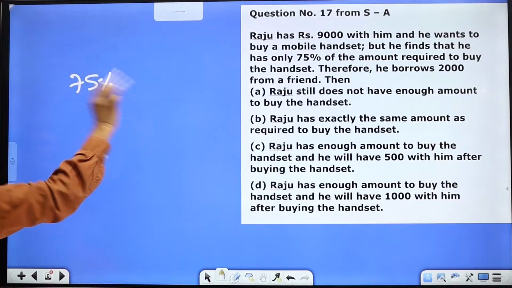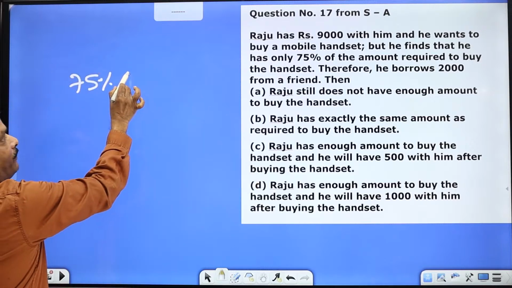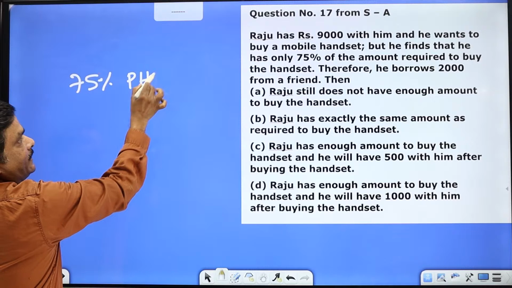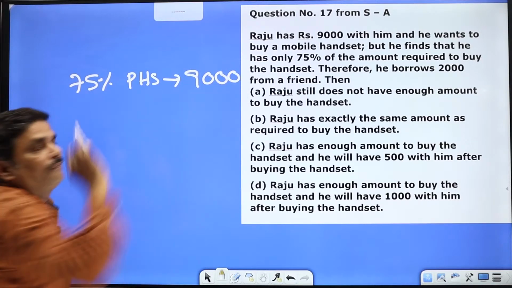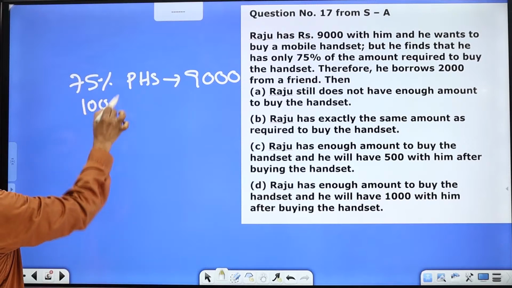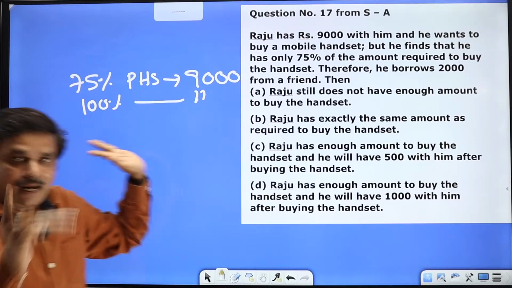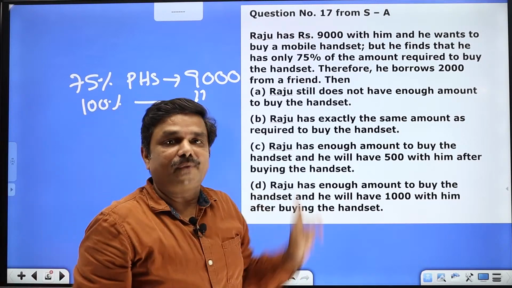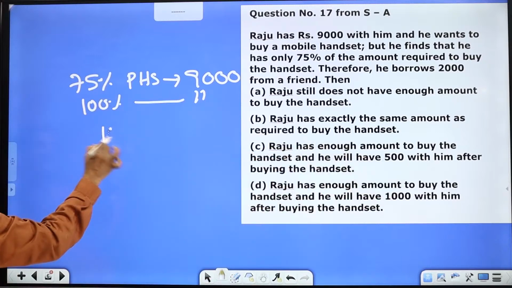75% of the money required to buy the handset, or 75% of the price of the handset I am writing, is equal to 9,000. 75% of the price is equal to 9,000. Then 100% is equal to how much? This is one of the ways. I'll give you the fraction method also after this, without writing anything on the paper. Okay, next. So simply simplify this one.